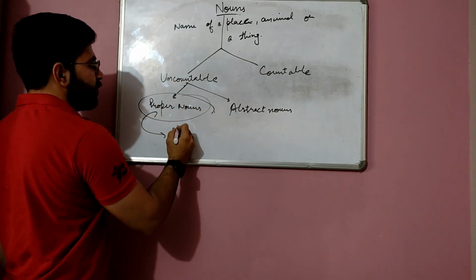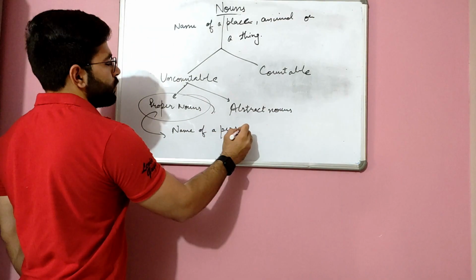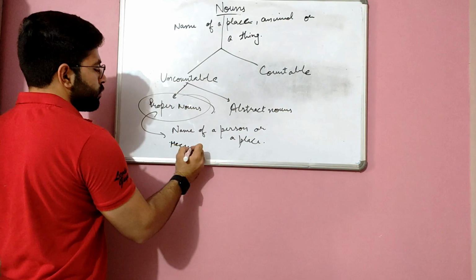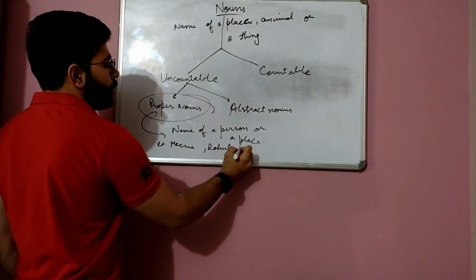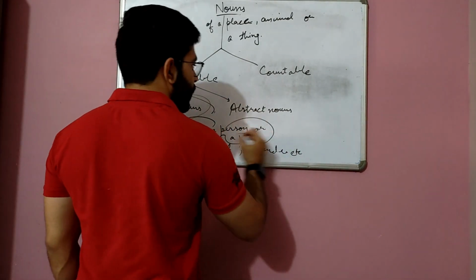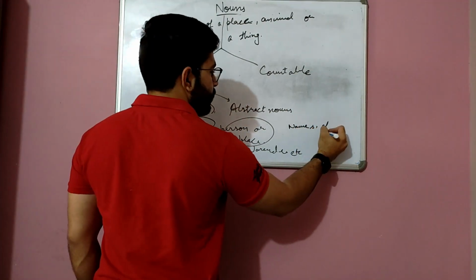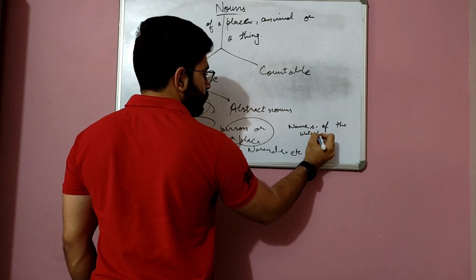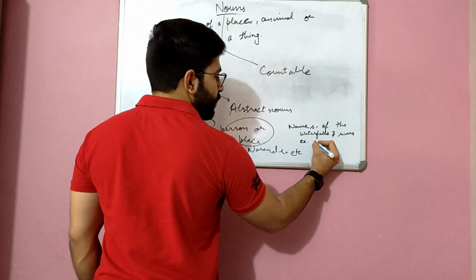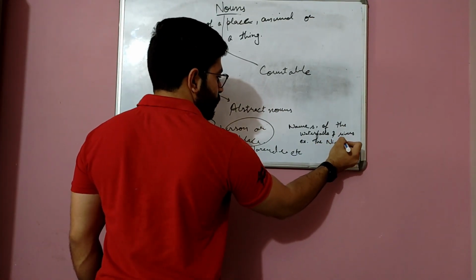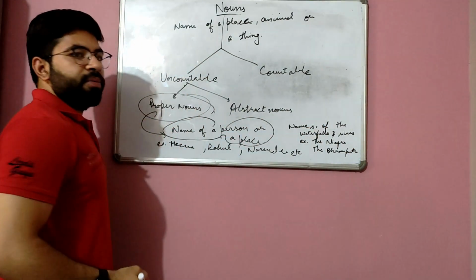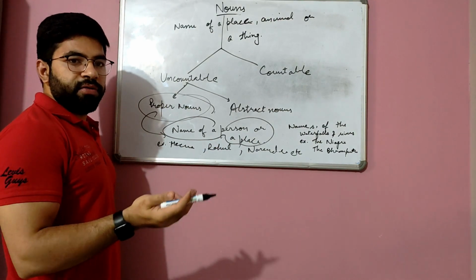So, what are proper nouns? Proper nouns are a name of a person or a place. For example, Meena, Rahul, Narendra, etc. And some exceptions are also there, that are names of the waterfalls and rivers. For example, the Niagara, the Brahmaputra, and we use the article the in the beginning of the names of any kind of waterfall and rivers.